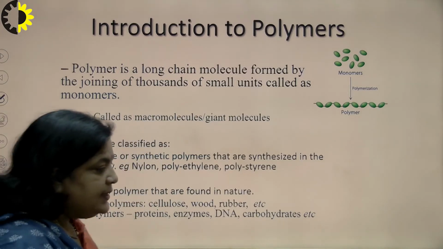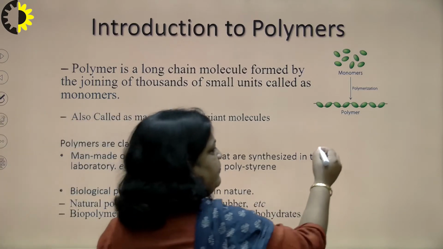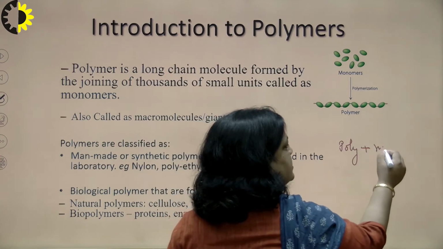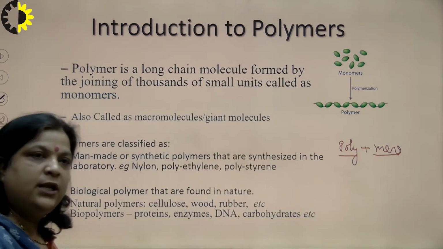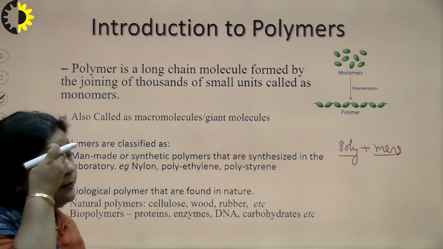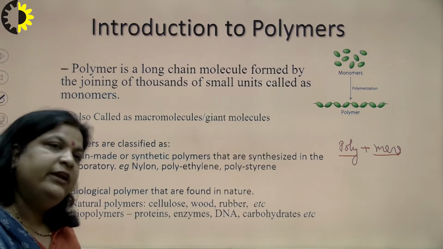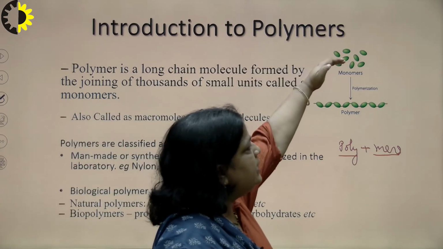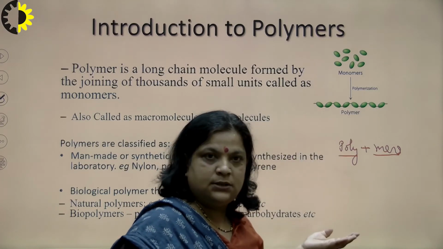Polymer is a Greek word made from poly plus mers. Poly means many and mers means molecule. So a heavy or higher weight molecule which is formed by the combination of many molecules in the form of a chain is called a polymer.